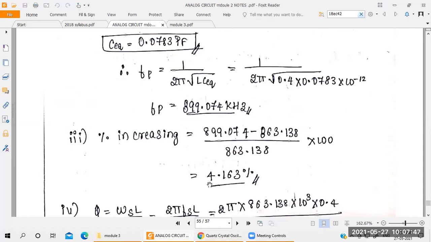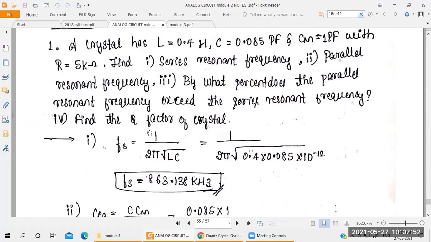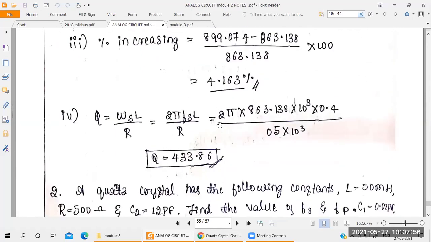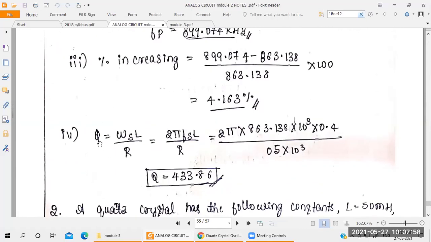4.163%. Next, find the Q factor of the crystal. You take this formula for finding the quality of the crystal, that is omega Ls divided by R. Omega Ls means 2 pi Fs L divided by R.